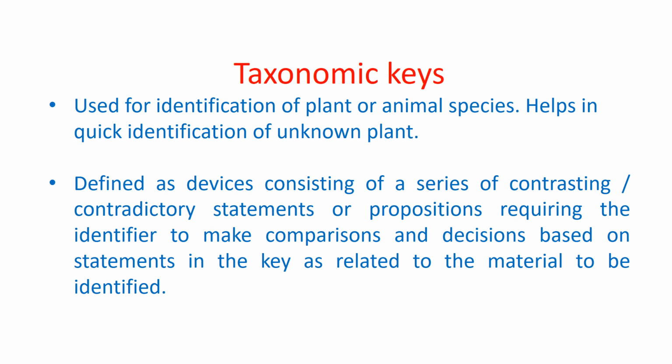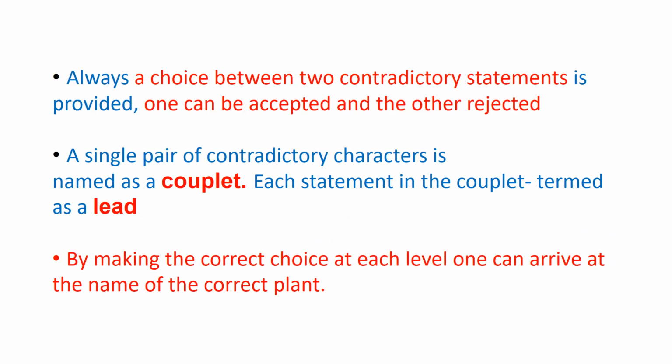They are used for identification of plant or animal species. They help in quick identification of an unknown plant by matching the characters with the above methods. They are defined as devices consisting of a series of contrasting or contradictory statements or propositions requiring the identifier to make comparisons and decisions based on the statements in the key as related to the material to be identified. In the taxonomic keys, a choice between two contradictory statements is always provided. One can be accepted and the other rejected.